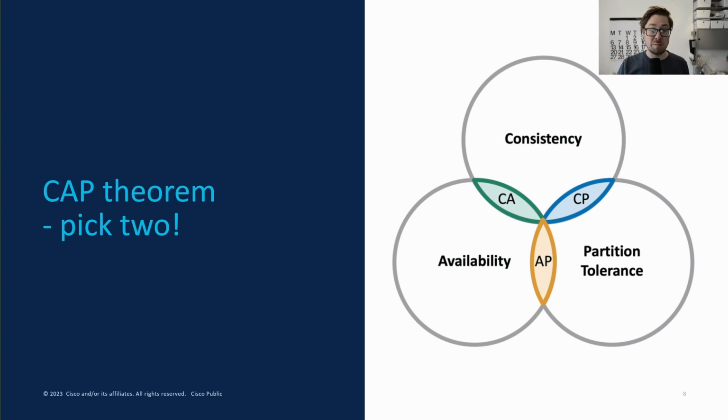So either we're going to pick an AP system, which is available and partition tolerant, and that is exactly what we had with the 2-node setup, right? It prioritizes availability to the detriment of consistency. Or we pick CP, that prioritizes consistency over being available. So what does that actually look like? Well, this is where Raft finally gets to make an entrance.